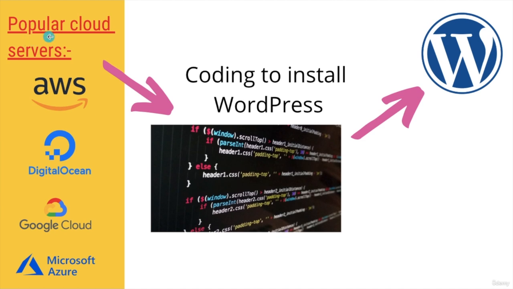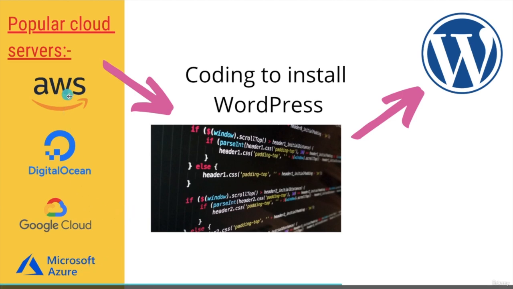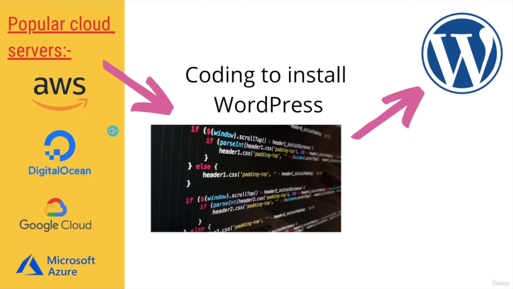Like here, you can see we have a lot of popular cloud services or cloud servers. There are many hosting companies which provide cloud hosting, shared hosting, and various kinds of VPS hosting and many more. Very famous cloud hosting servers are AWS, that is Amazon Web Services, and we have other companies called DigitalOcean, Google Cloud, and Microsoft Azure. There are many other popular cloud servers too. So these companies provide us cloud services.